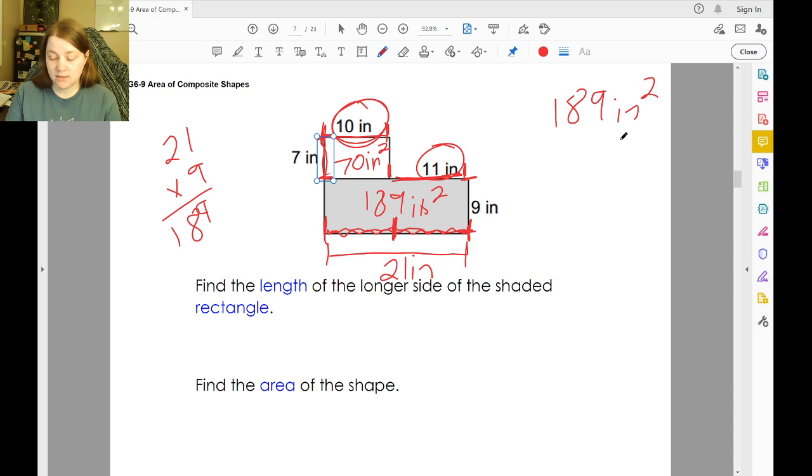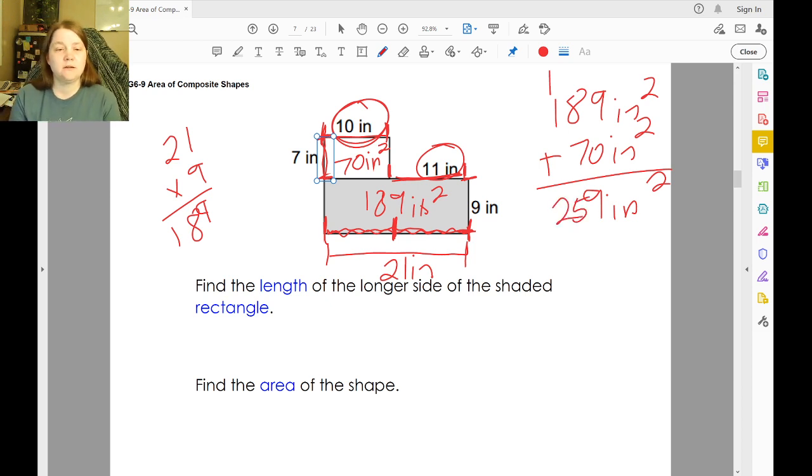So the area of the entire shape: 189 inches squared plus 70 inches squared. I'm going to add those two together. The answer's still going to be in inches squared. 259 inches squared.